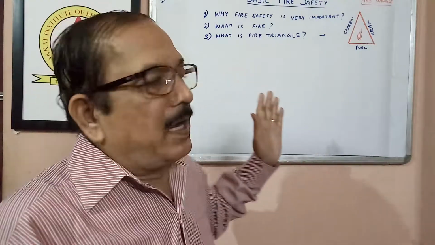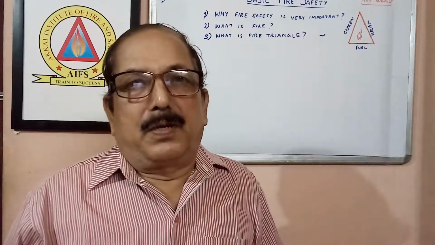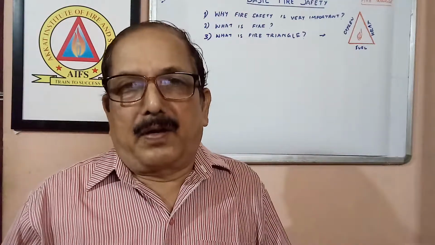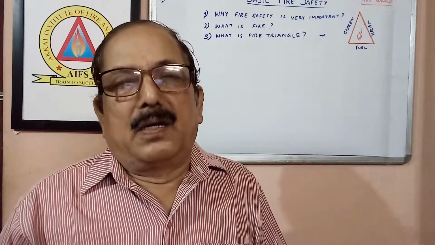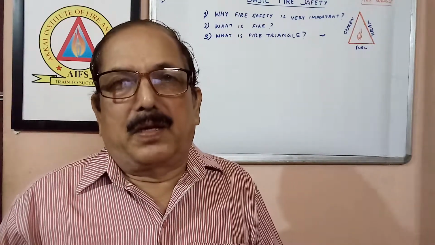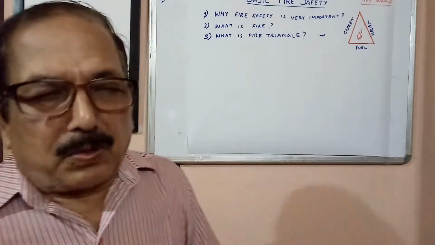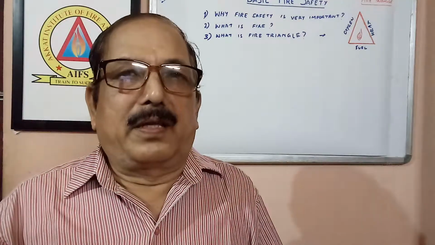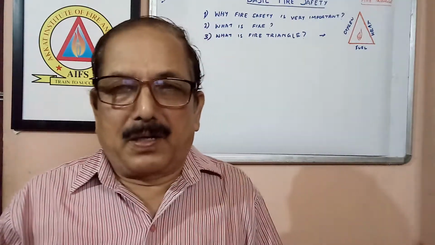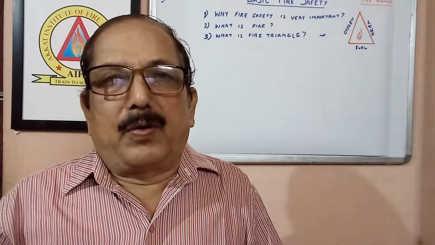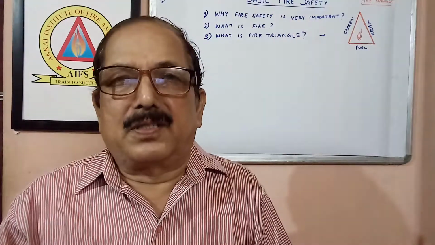Next, I asked you what is a fire. Somebody told me that it is like a friend for us. It can get a lot of jobs done, but somebody told me that it can become an enemy also. I told them both are correct. But actually, fire is a chemical reaction which requires three things: oxygen, heat, and fuel. When all three combine, a chain reaction takes place. The chain reaction is known as a fire.